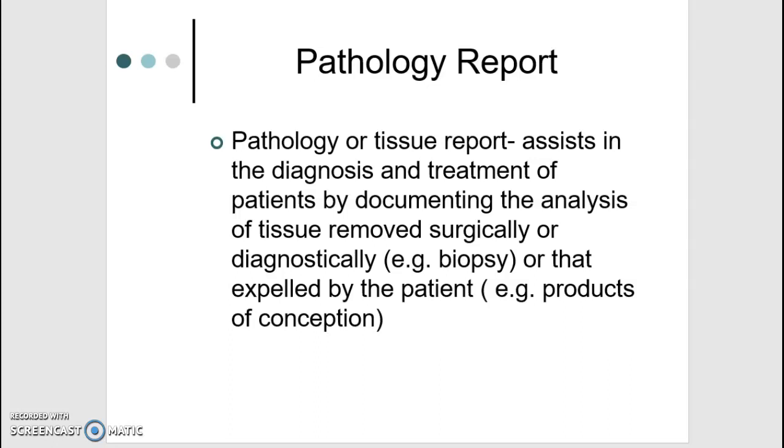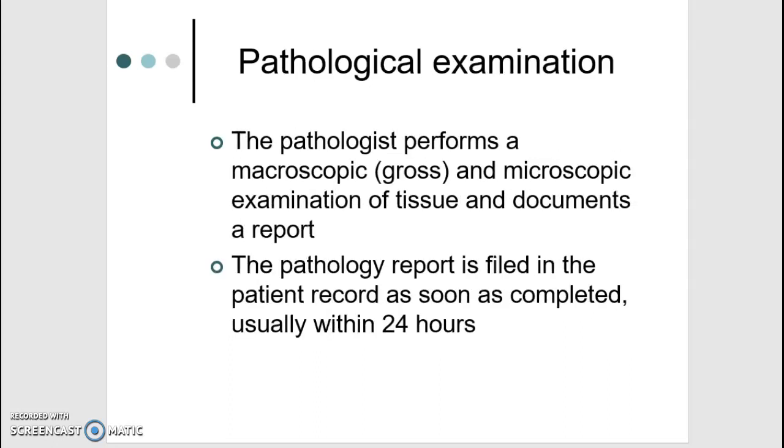This is the tissue report, and remember, you may see it as histology. This assists in the diagnosis and treatment of patients by documenting the analysis of tissue removed, whether it's a biopsy or anything expelled by the patient. This could be products of conception, anything that they take out of the body. And again, I talk about gross, which is macroscopic. This is what you see with the naked eye. Microscopic exam is what you're going to see with the microscope. The pathology report is filed in the patient record as soon as completed, usually within 24 hours.